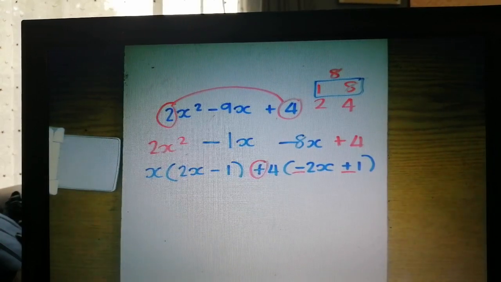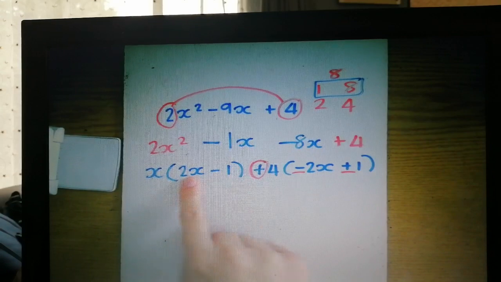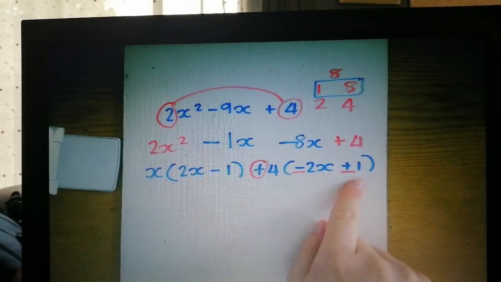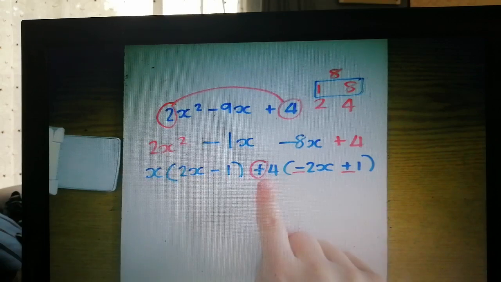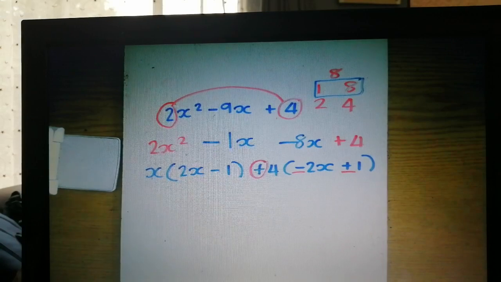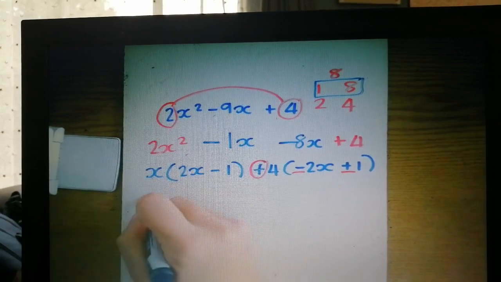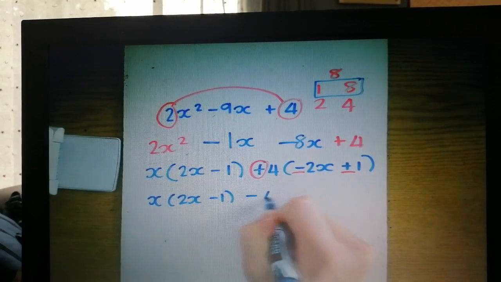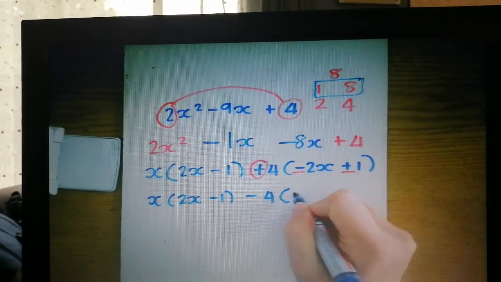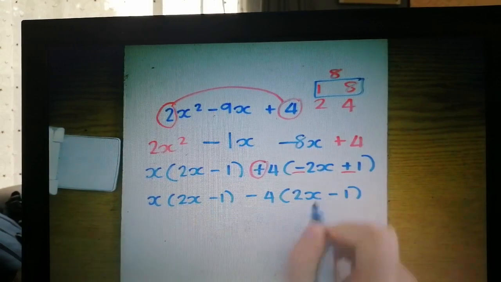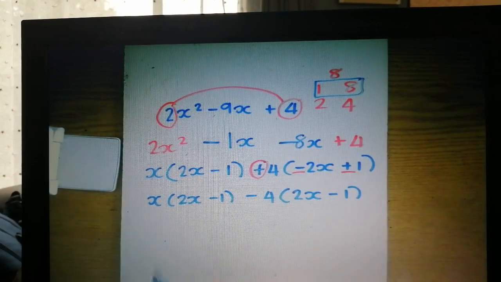Just before I do that, how do I know they're similar? This is positive 2x, but this is negative 2x. This is negative 1, but this is positive 1. So I have to do sign change. Changing the outside sign means I can change the first bracket's inside signs. So this stays the same. I change this to negative 4, and what am I left with? Positive 2x minus 1. And aha, identical brackets, which then become my HCF.